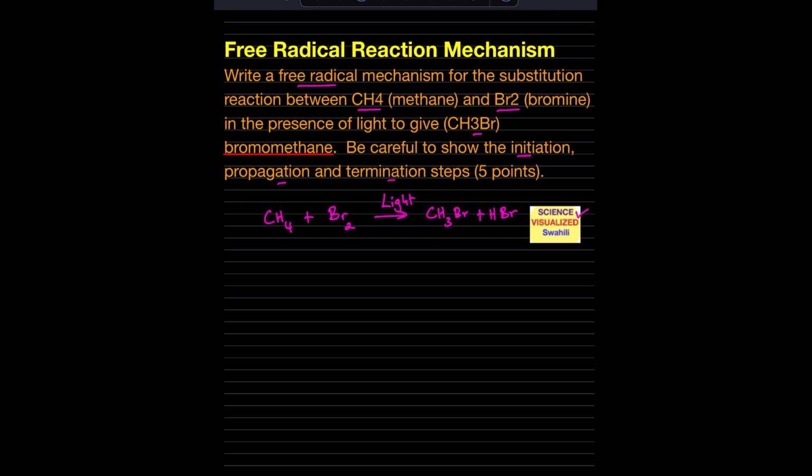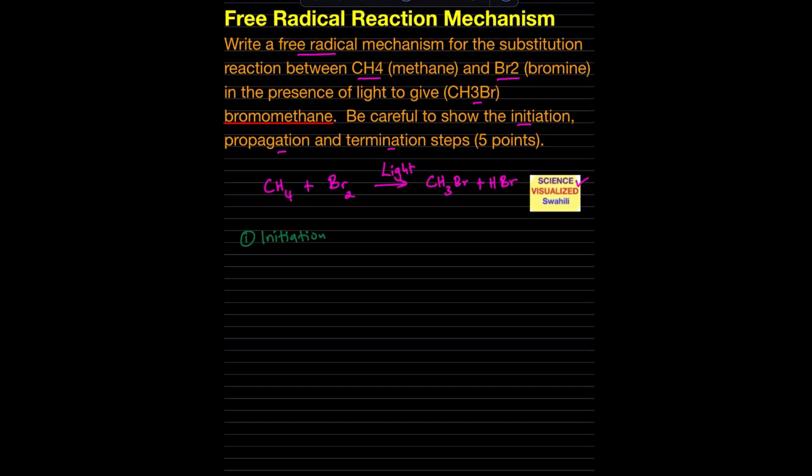Anytime you're told to write free radical reaction mechanism, you have to separate the mechanism into the three steps. So the first step is initiation, so that's step number 1. And then step number 2 is propagation. And the last step, number 3, is termination.